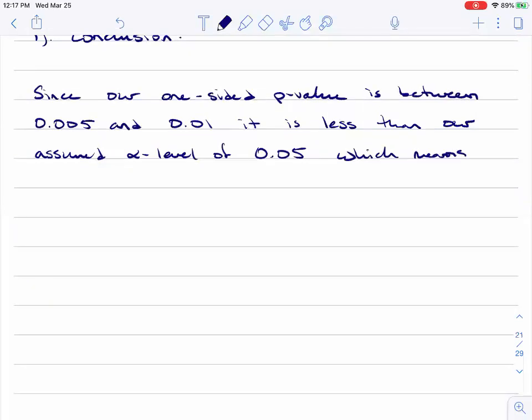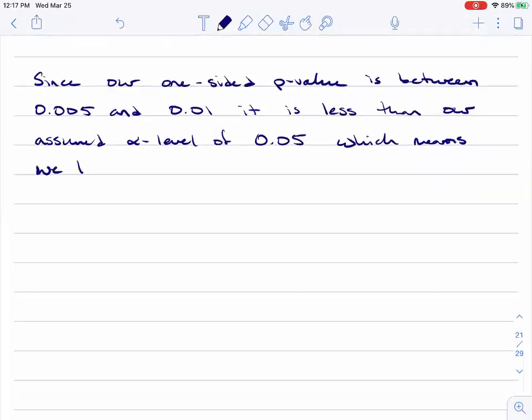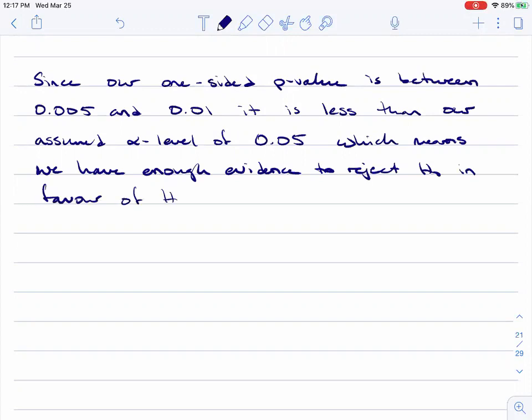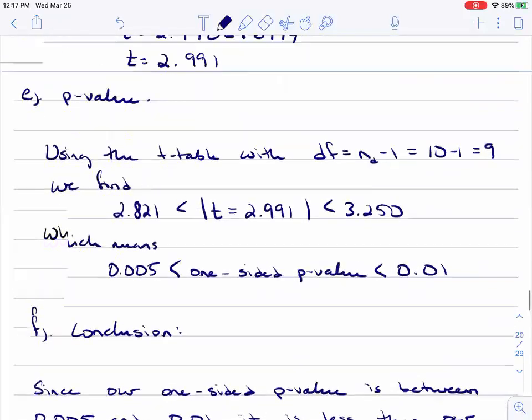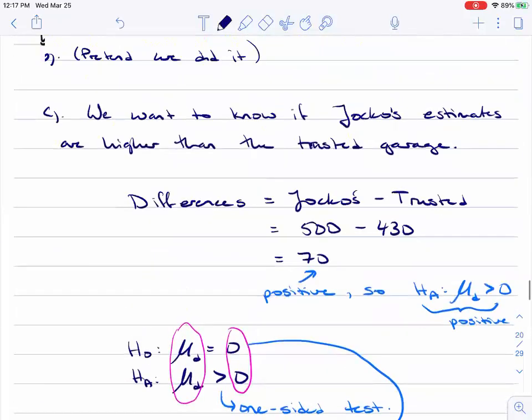which means, so now we're on to the second part of our conclusion. What does that mean in terms of the null hypothesis? Which means we have enough evidence to reject H0 in favor of HA. What does that mean? So now we're on to the third part of our conclusion. What does that mean in terms of the actual question? We just reword the question as an answer.